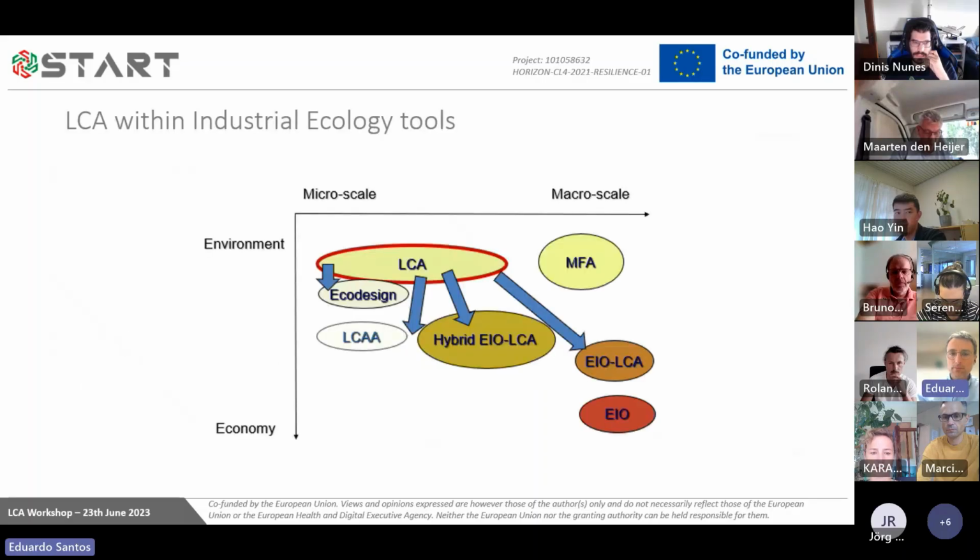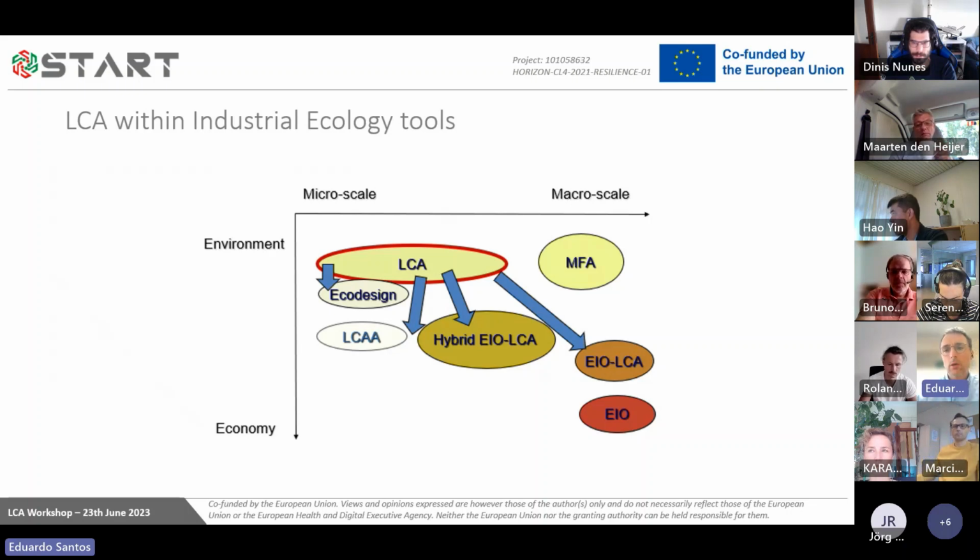So first of all, LCA is not the only tool that is available to assess the environmental aspects, but it's the most commonly and widely used tool to calculate the environmental impacts, and is very effective on the micro and meso scale. So on a very detailed scale, it's very effective. Also on a meso scale, and what I mean by this is the product or the system involved at a considerably medium to small scale.